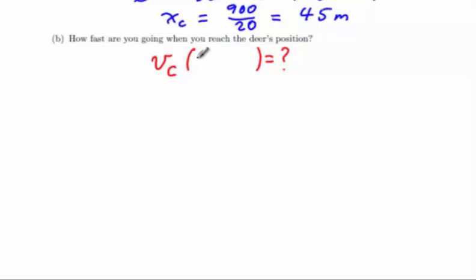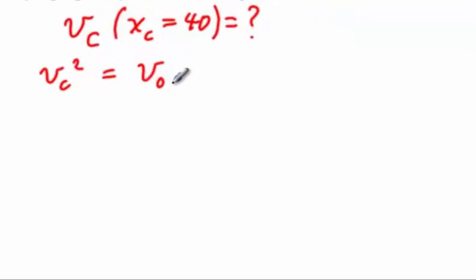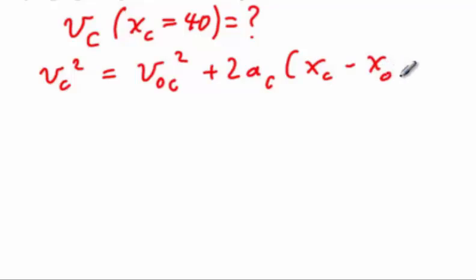So that's asking that the moment in question is when the x of the car is equal to 40, which is the deer's location. Let's answer this. Again, it's a relationship between velocity and position. So how we solve it is using the equation velocity of the car squared equals v0 of the car squared plus twice the acceleration of the car times x of the car minus x0 of the car. Substituting in x of the car equals 40, we'll be able to find this velocity.